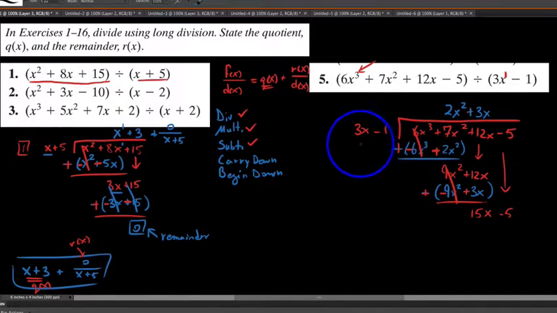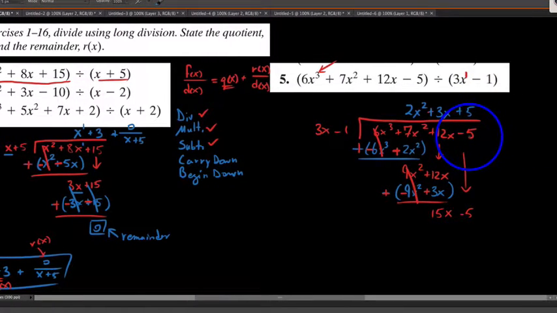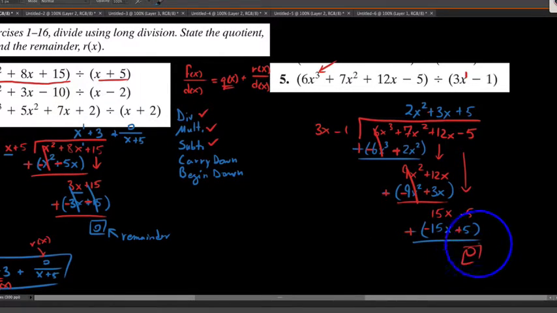So lastly, we'd say how many times does 3x go into 15x? Well, we could take 3x times what to get 15x? We would take it times a 5. So putting 5, which is a constant, above our negative 5 here in the dividend, which is also a constant, let's go ahead and do our multiplication. We get 5 times 3x is 15x here, and then 5 times a negative 1 is a negative 5. So the interesting thing that happens here is we actually get left with no remainder on this one as well. And so we'd say no remainder.